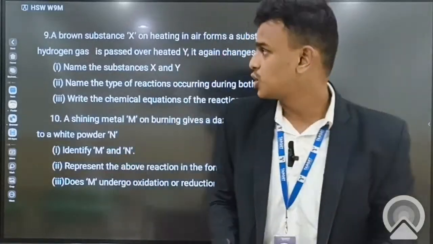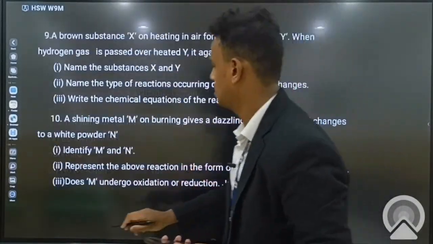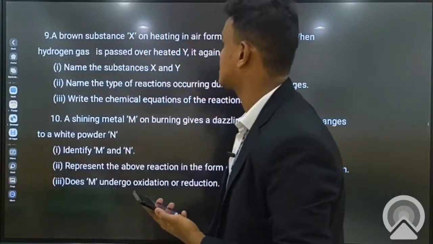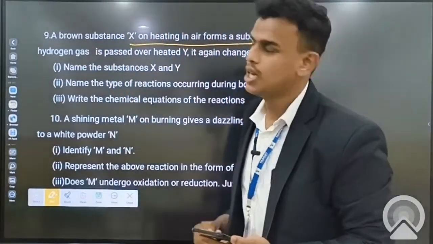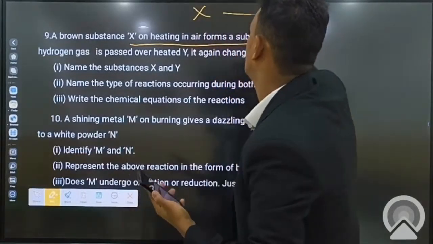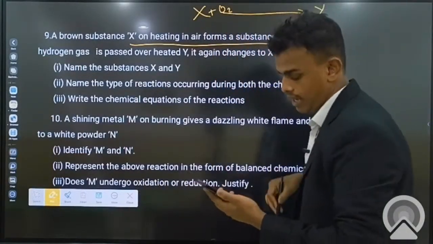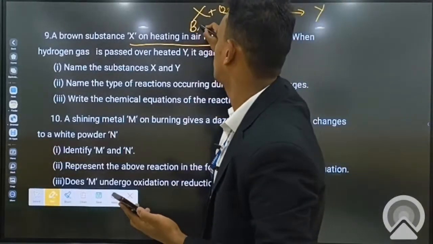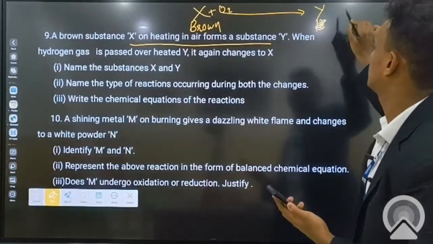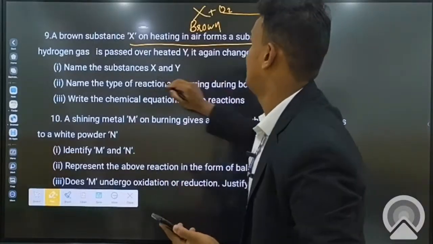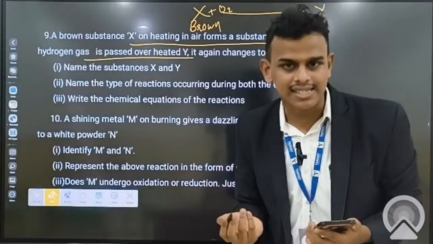Next one, 9th one. A brown substance X on heating in air forms a substance Y. So you have a substance X. You are simply heating in presence of air, plus O2, you will get Y. The X is brown and the Y is black. Okay, anyway, color is not given. Okay, fine. When hydrogen gas is passed over Y, it again changes to X.